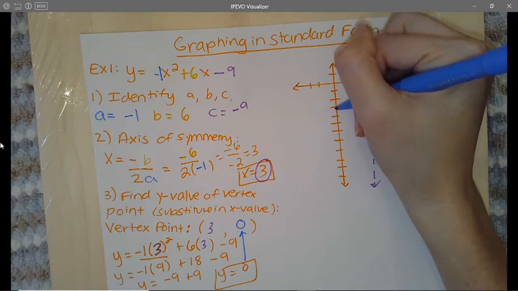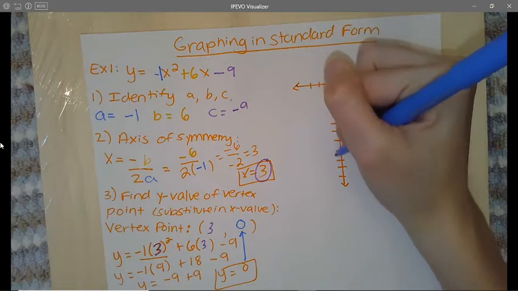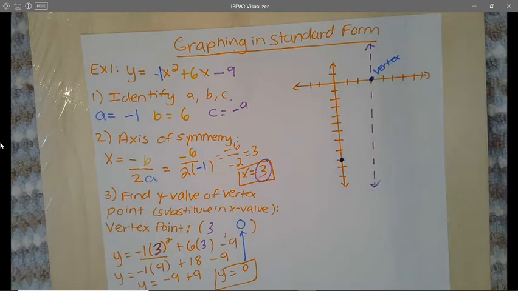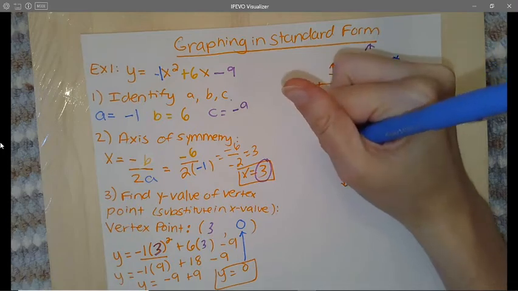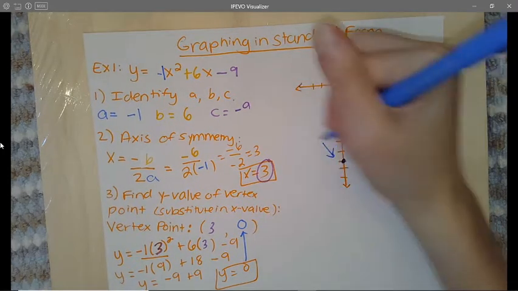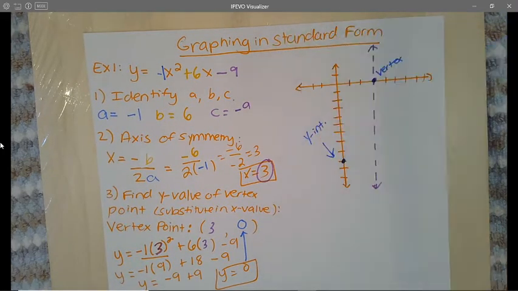So I'm going to go ahead and plot my y-intercept point at -9. So 1, 2, 3, 4, 5, 6, 7, 8, 9. Okay, so that's my y-intercept. I'm going to abbreviate because I'm a mathematician and I'm lazy.